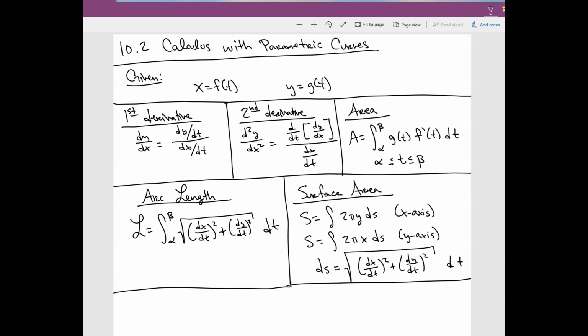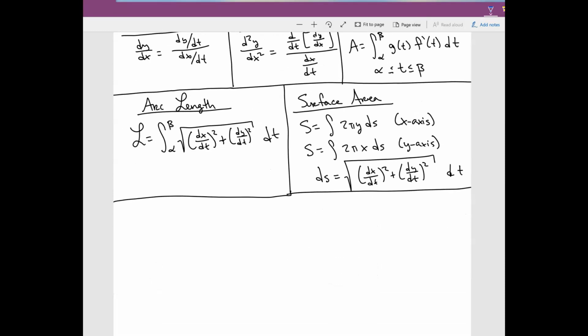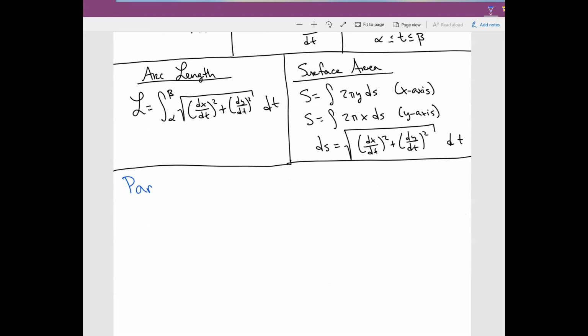What we'll start with is the first and the second derivative. We'll do a couple of problems with parametric curves, and then we'll do the area, arc length, and surface area in another video, because those are going to take a little longer. So the first thing to start off with is the first and second derivatives of parametric equations.